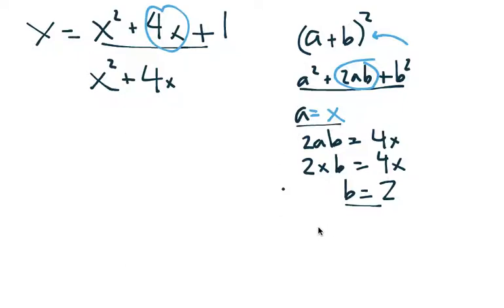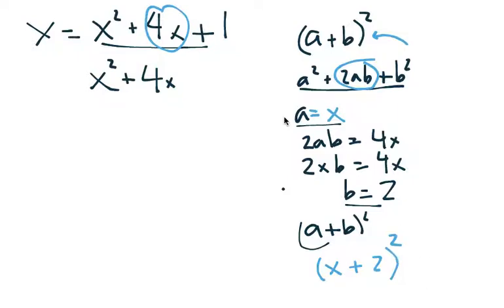So we know that our binomial squared, a plus b squared, has to be x plus 2 squared. Sorry, that's really bad too. Let me rewrite that. Okay.